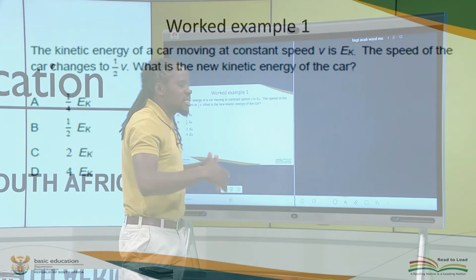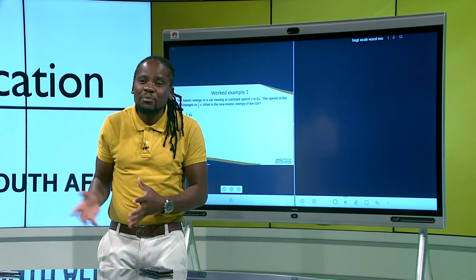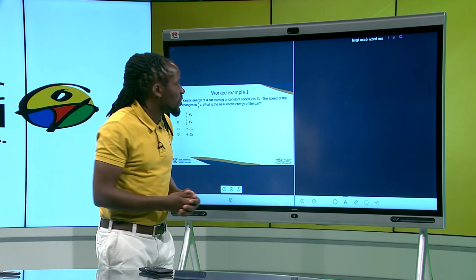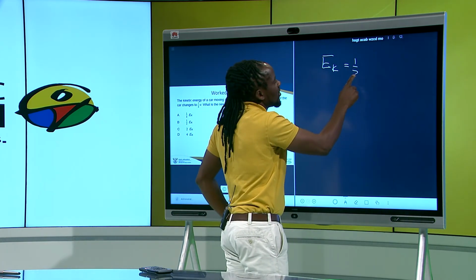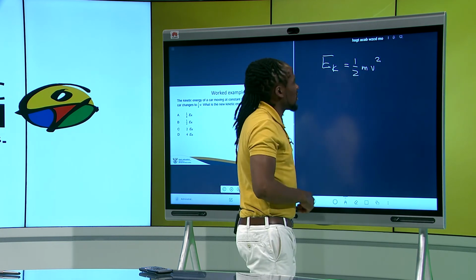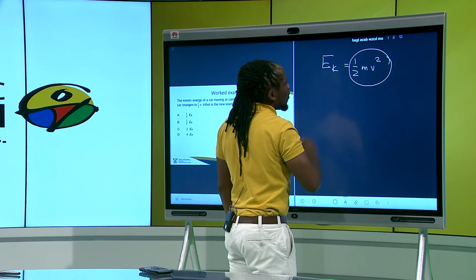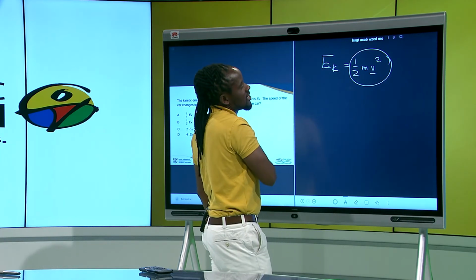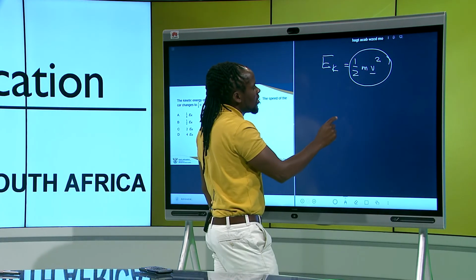Now, much as the work energy theorem is about work, there is an aspect of energy that is also very important. Now, what do we know? We know that EK is equal to half mv squared, right? Just to wrap it up, we are saying that when the speed is v, the kinetic energy is EK. What if we change the speed v to half v? What are we going to have?